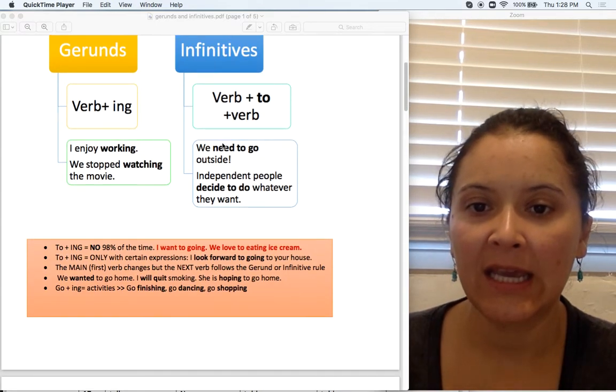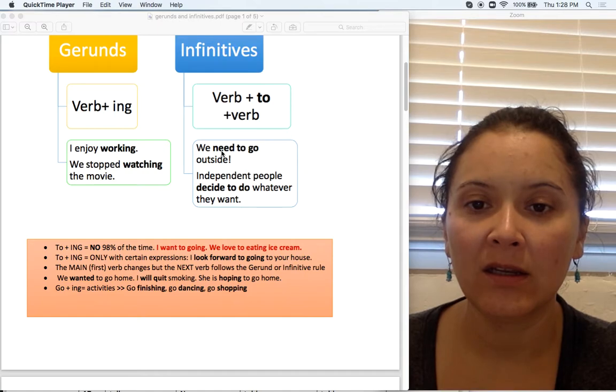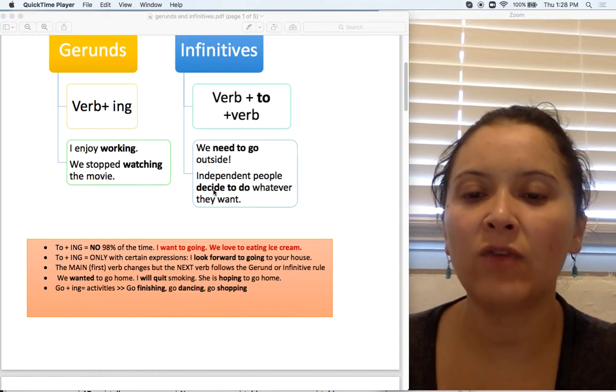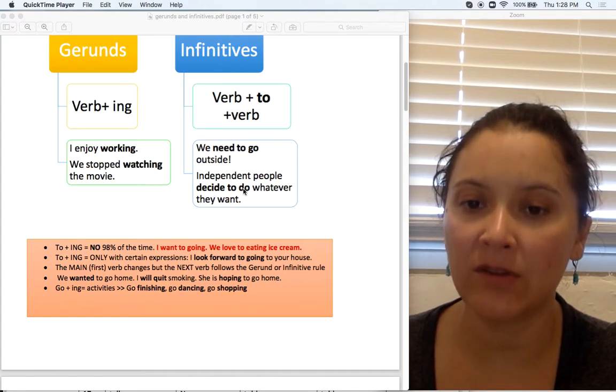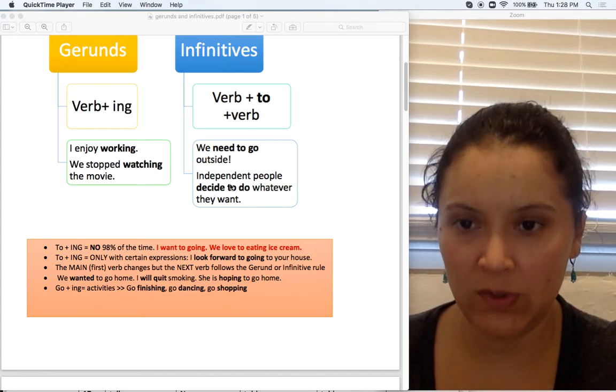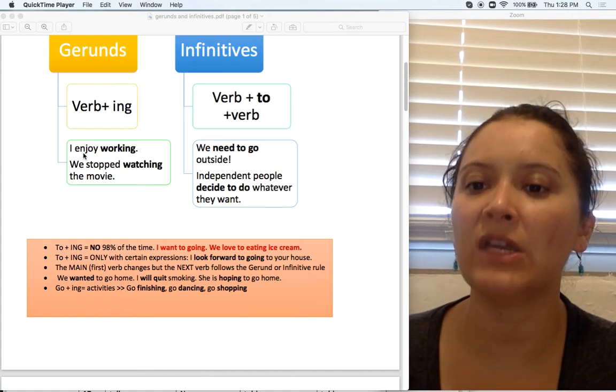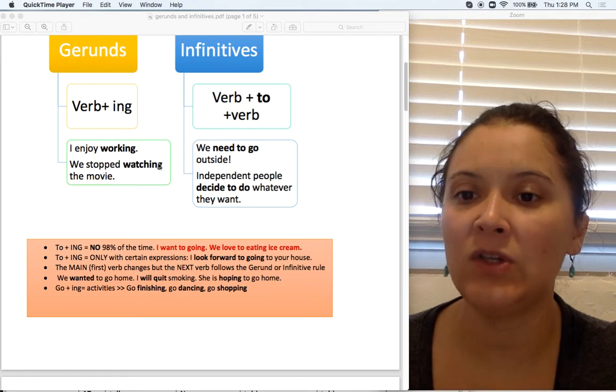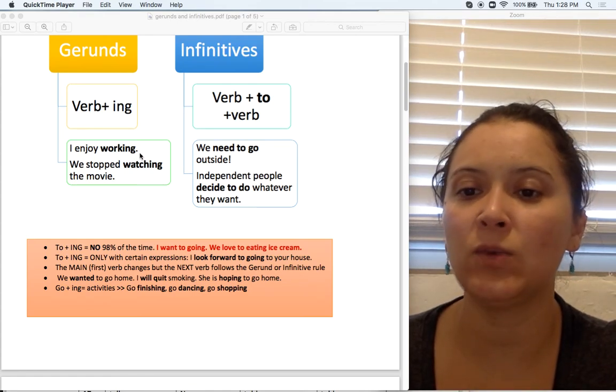So you see, whenever you use "need" and you have another verb, you need to use the infinitive. Whenever you use "decide" and then you have another verb, then you need to use the infinitive. Whenever you have "enjoy" and you have another verb, you need to use the gerund. So you need to turn the next verb into an "ing."